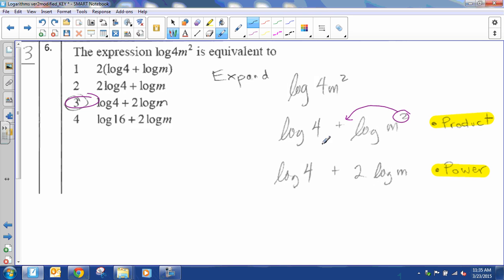Number 6, we want to expand log of 4m squared, so we use the product property to rewrite it as an addition, log of 4 plus log of m squared. And then the power property is bringing the 2 down to the front as a coefficient. The answer is 3.